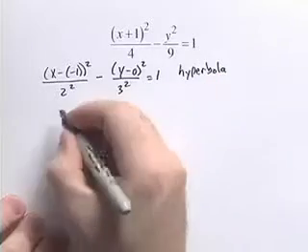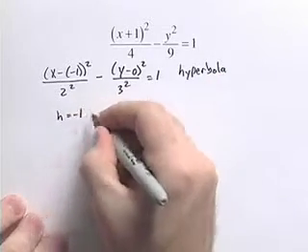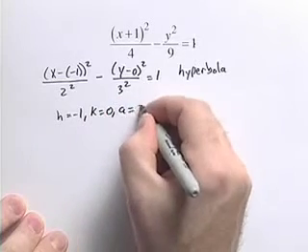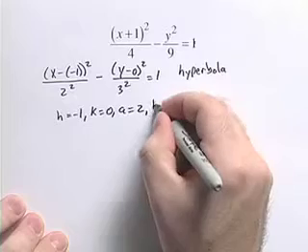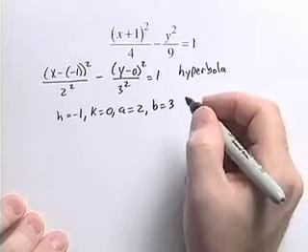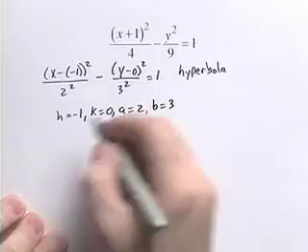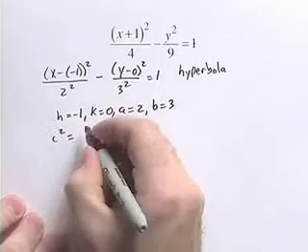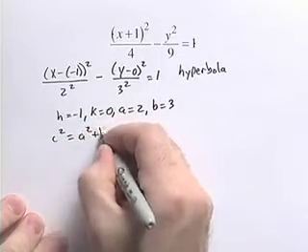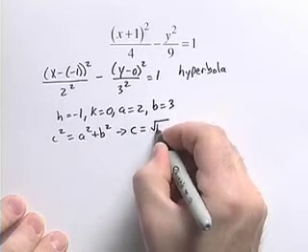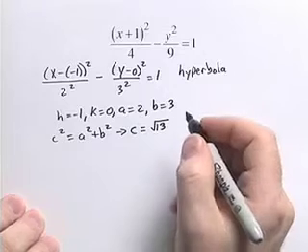In this form, we'll get that h is equal to negative 1, k is equal to 0, a is equal to 2, and b is equal to 3. If we know a and b, we can find c. So we have c squared is equal to a squared plus b squared. This will give us that c is equal to the square root of 13.